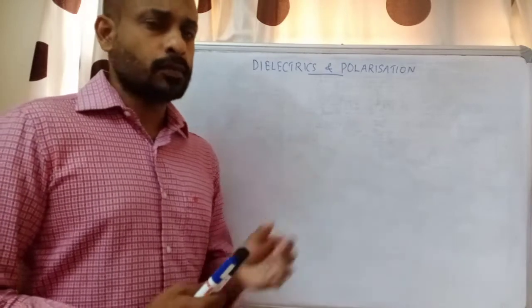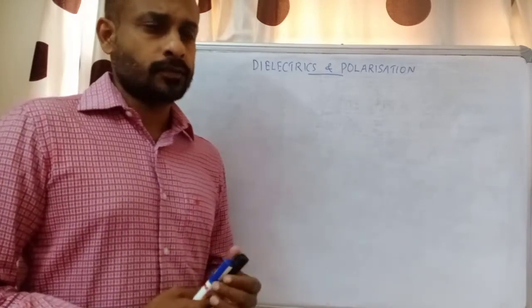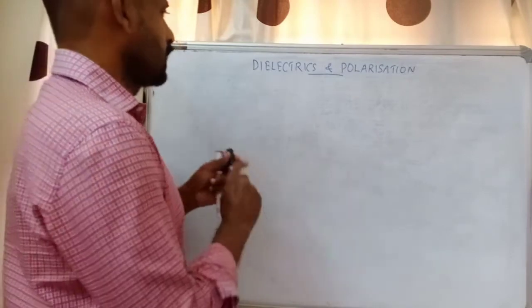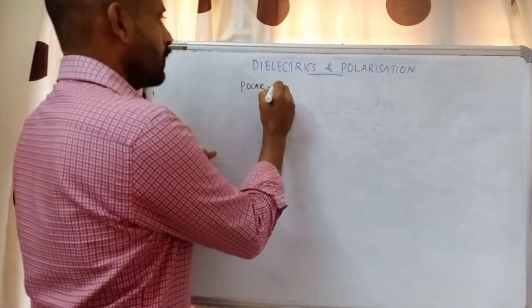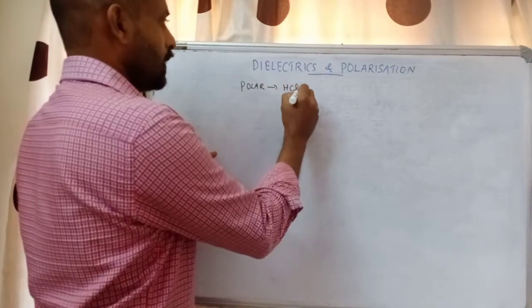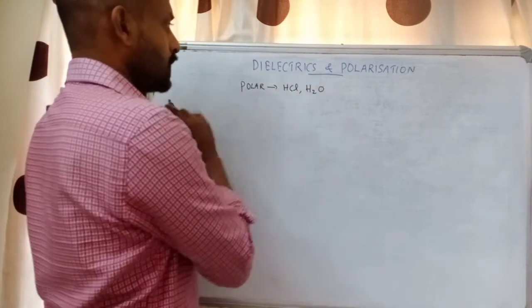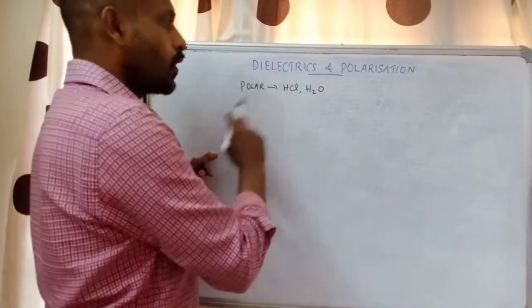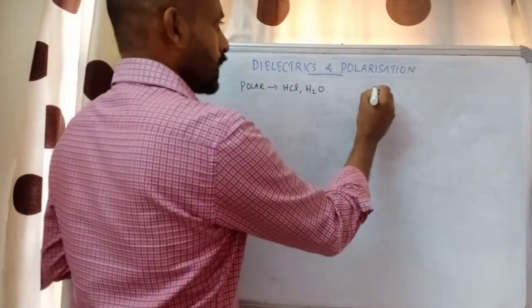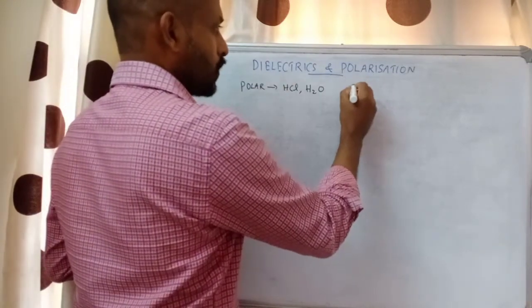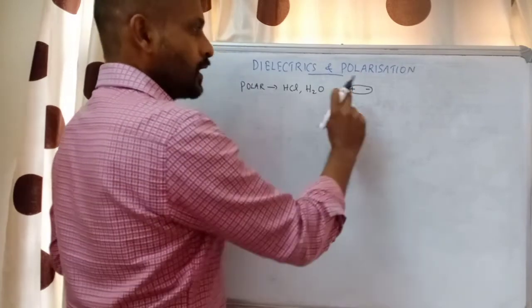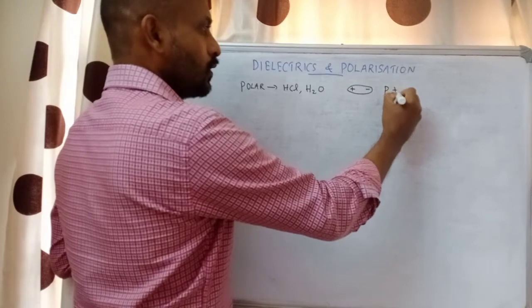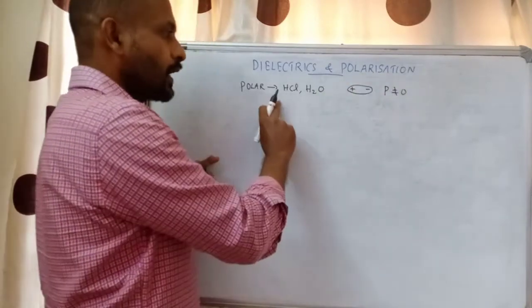Now we can take examples of polar and non-polar dielectrics. So I'll give examples. Polar dielectrics. For polar we can take examples of HCl, H2O, etc. These are polar. Since they are polar, for example, we can consider a dielectric like this. We can draw the shape like this. One end will be positive, the other end will be negative. And they will have a non-zero dipole moment if it is a polar dielectric.